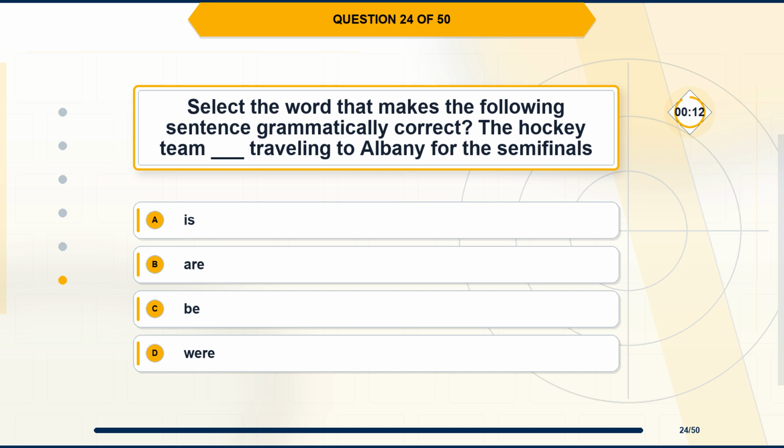Question 24. Select the word that makes the following sentence grammatically correct. The hockey team blank traveling to Albany for the semifinals. Option A, is. Option B, are. Option C, be. Option D, were.